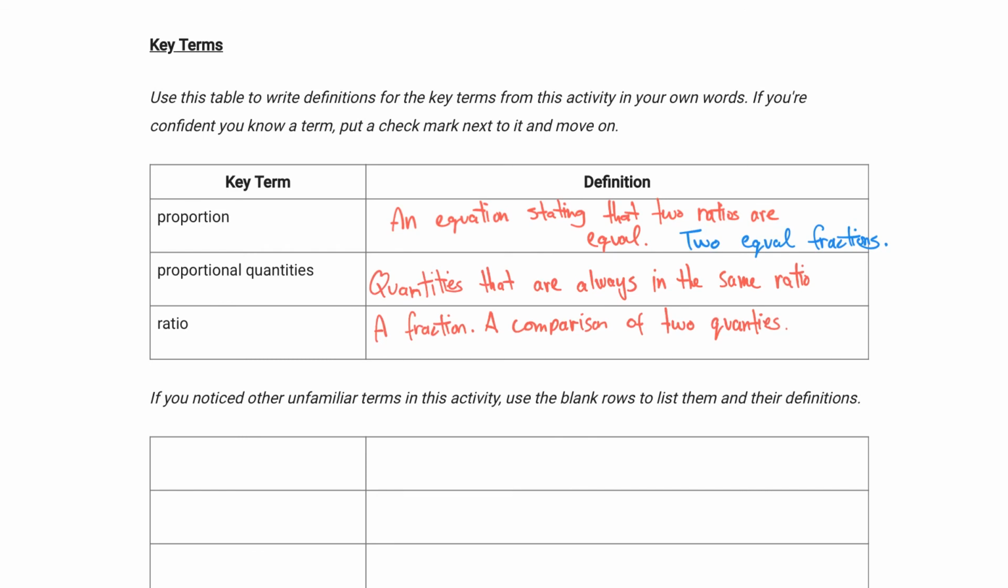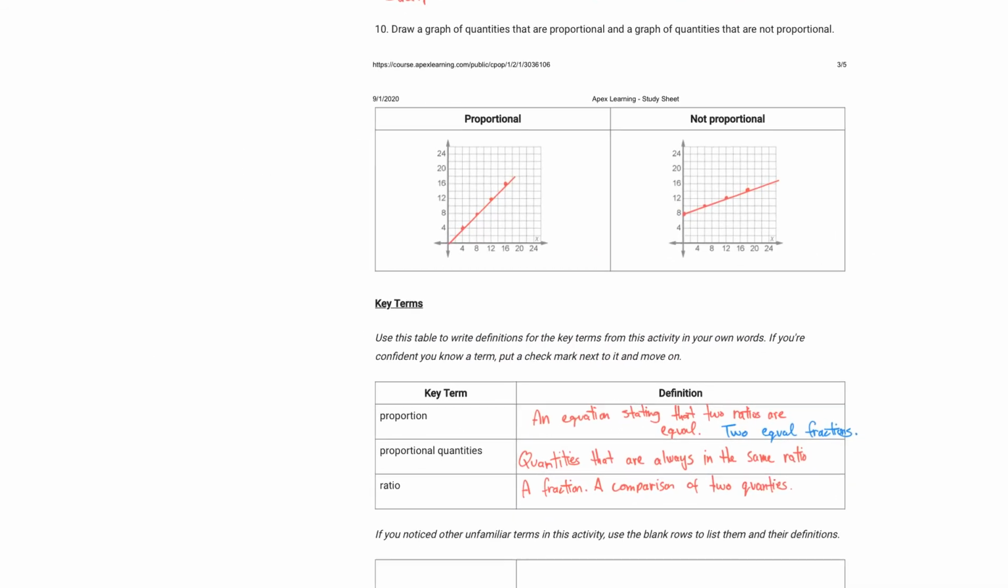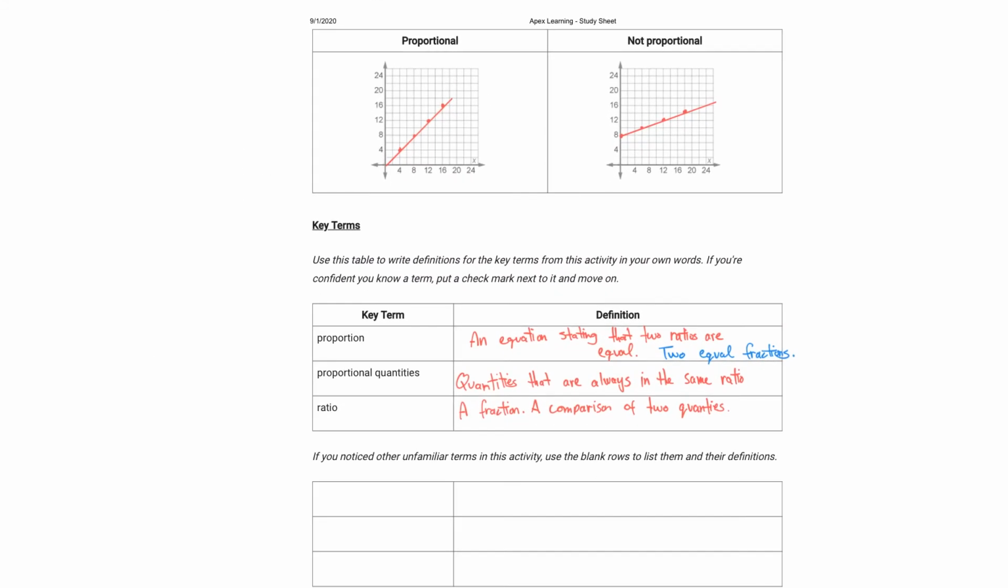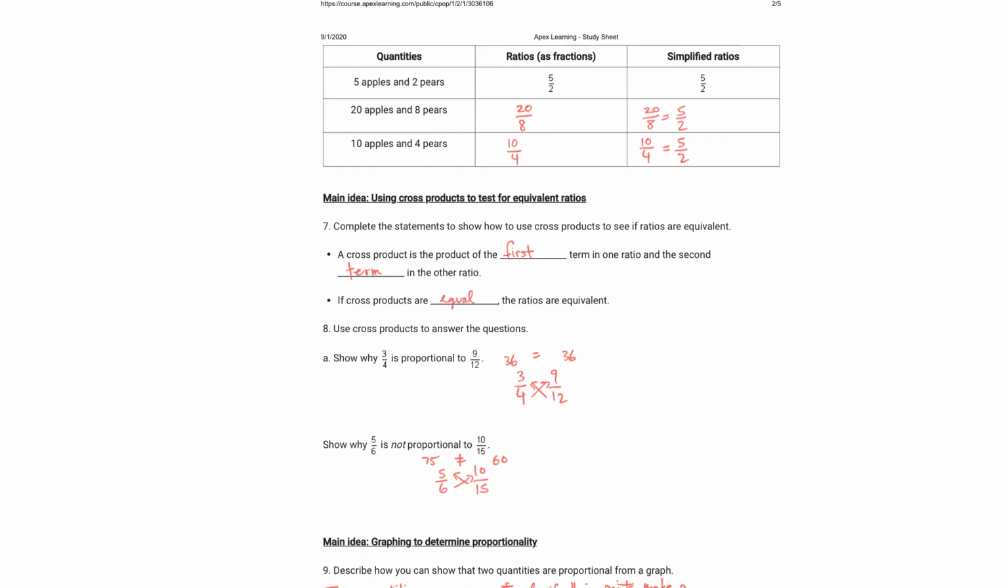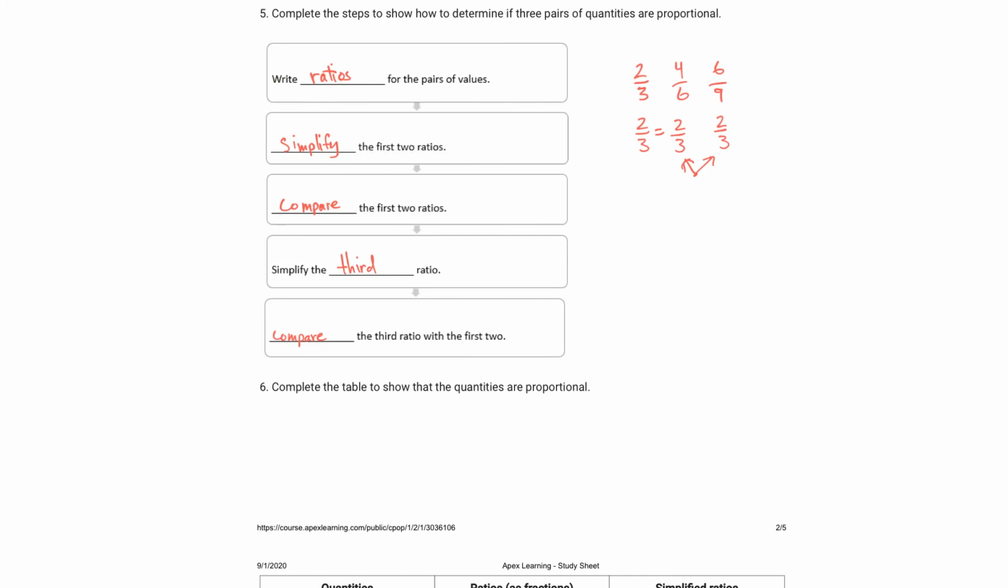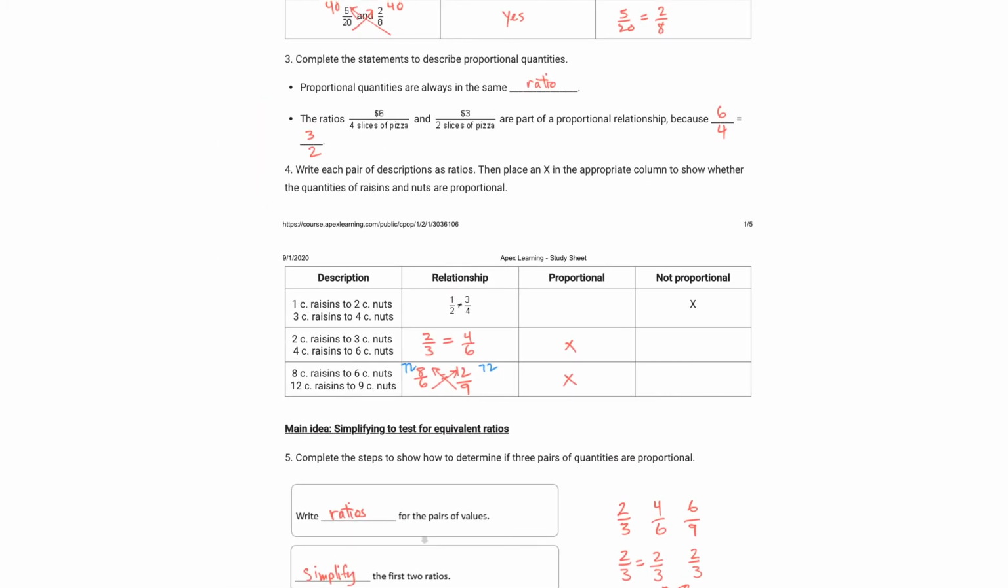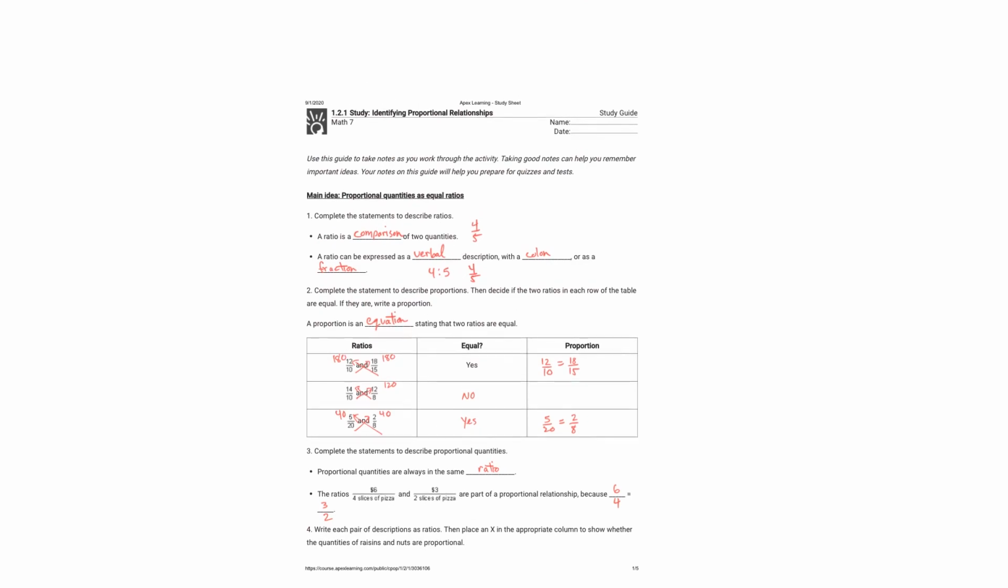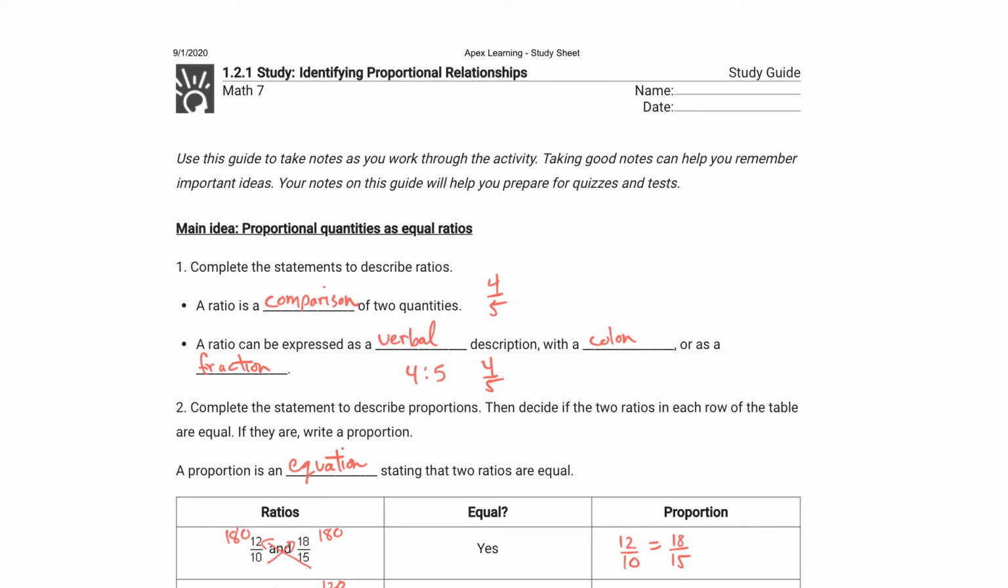Okay, so there you go. That is what you got to know about, what do we say here? This is proportions, ratios. Look at all this stuff I have here. But we're talking about proportional relationships.